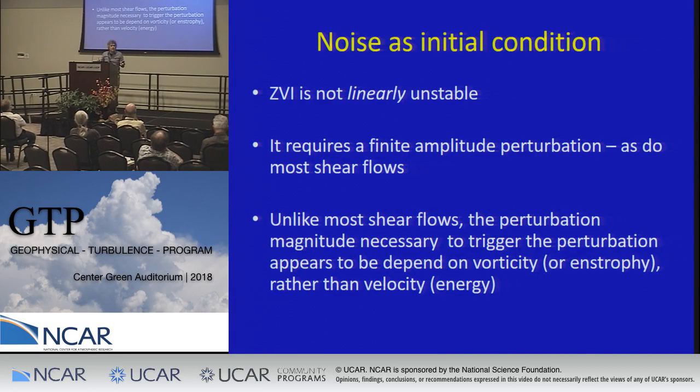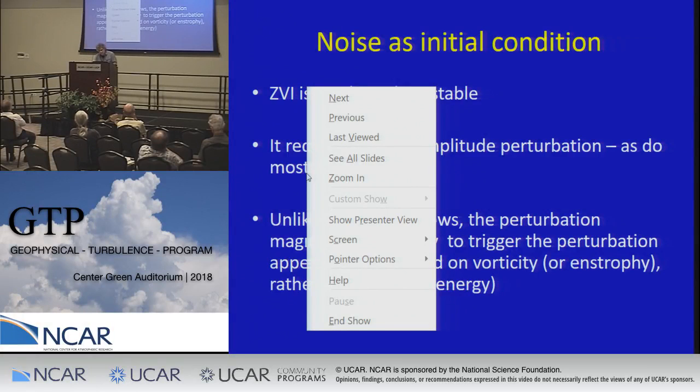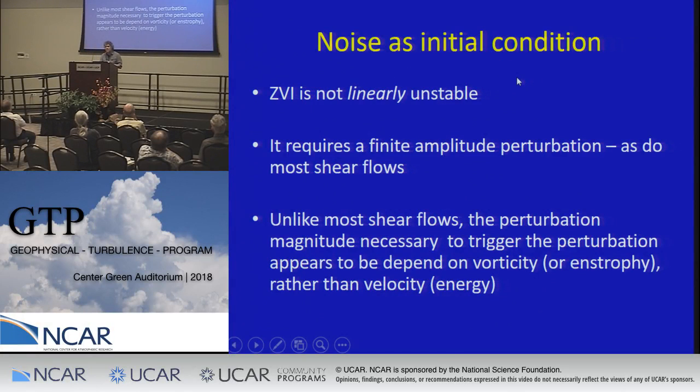Most instabilities in shear are finite amplitude instabilities. Pipe flow, your classic one, is a finite amplitude instability. It is not a linear instability. Most shear instabilities, the shape of the instability matters, but how much oomph you put into it is what really matters. It's got to be above a critical amplitude. Normally, that amplitude is in velocity or energy. For these, we tested lots of experiments. It's vorticity or entropy, and that makes all the difference.